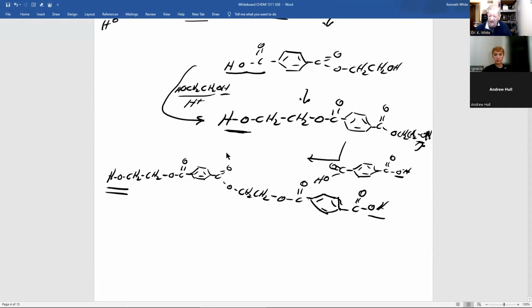On this side, more ethylene glycol will react. It keeps on going and going, like the Energizer Bunny. Bang, bang, bang. Oh, I do commercials. But anyways, this is called a polymer.